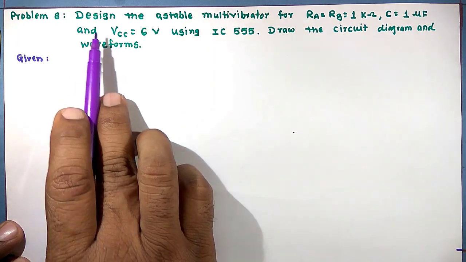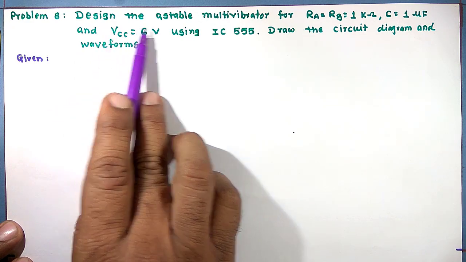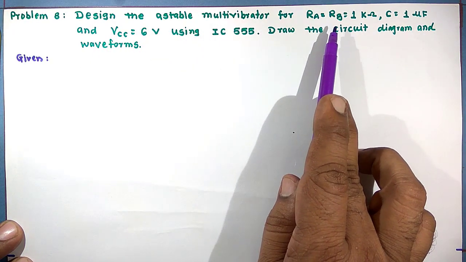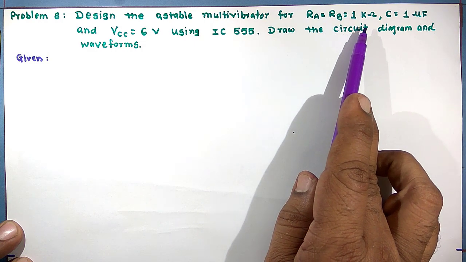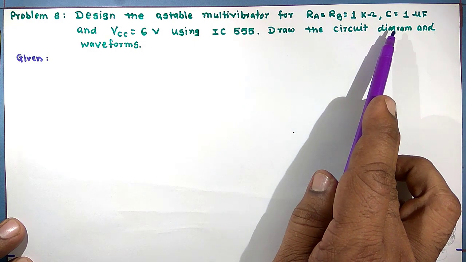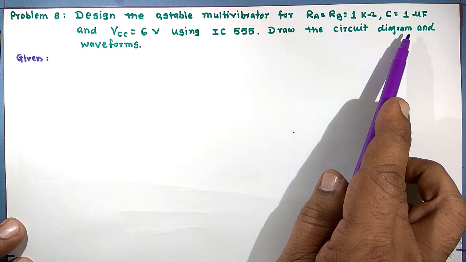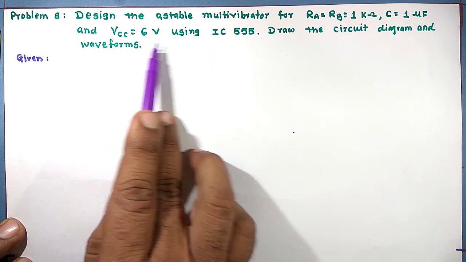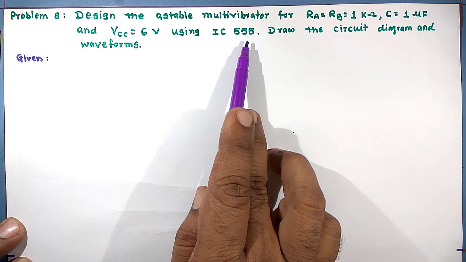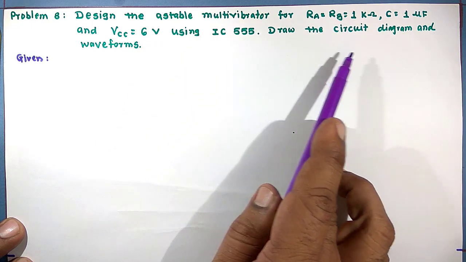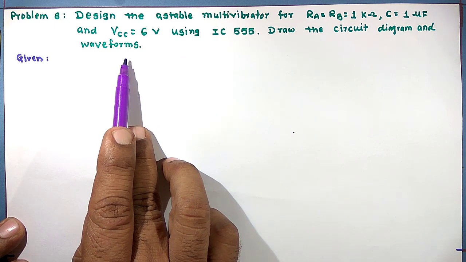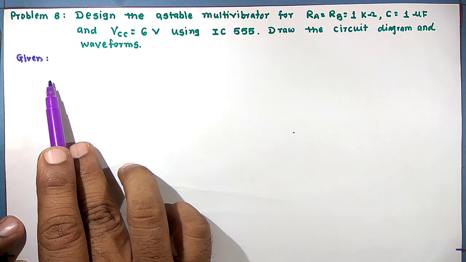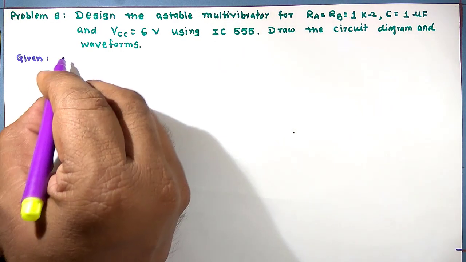Next problem is: design the astable multivibrator for RA is equal to RB is equal to 1 kilo ohm, C is equal to 1 microfarad and VCC is equal to 6 volt using IC 555. Draw the circuit diagram and waveforms. First, let us write given quantities.